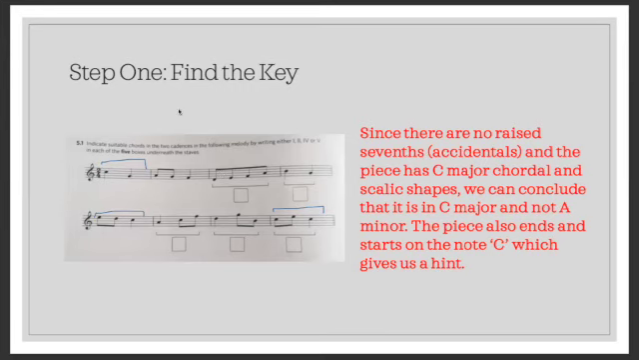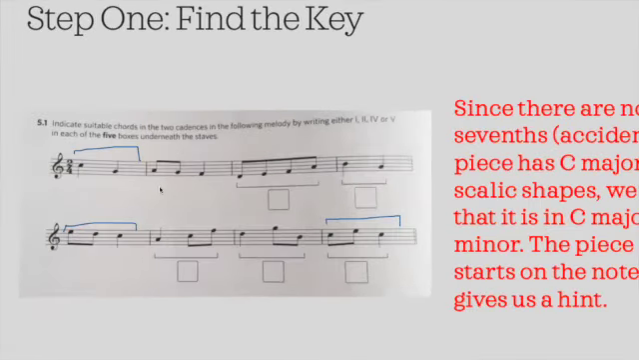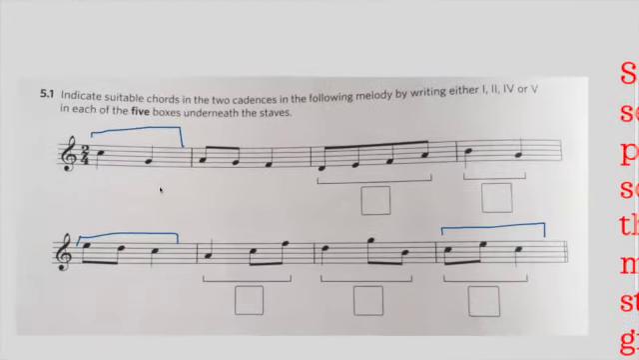So step 1, find the key. If I just zoom in there, we can take a closer look. The key signature has no sharps or flats, so it's either C major or A minor. A minor has a raised seventh of G sharp, so I don't see any G sharps on first glance. The piece begins with a C and then a G, and those two belong to chord 1 of C major. It also ends with the C as well. C to E is also chord 1, C and E.